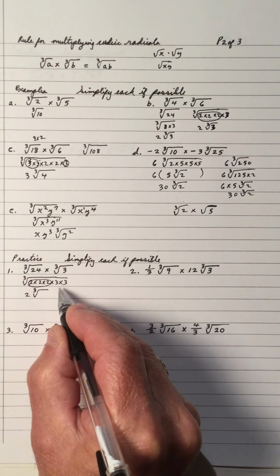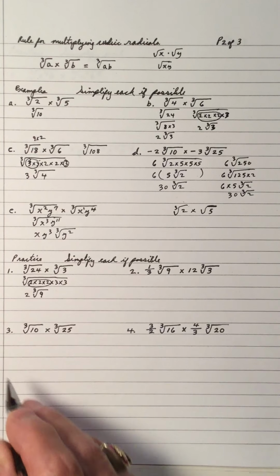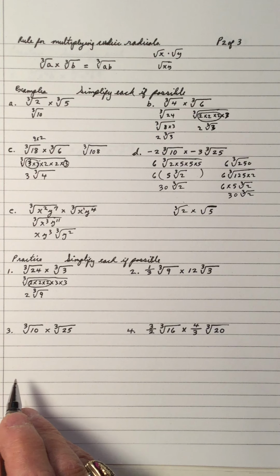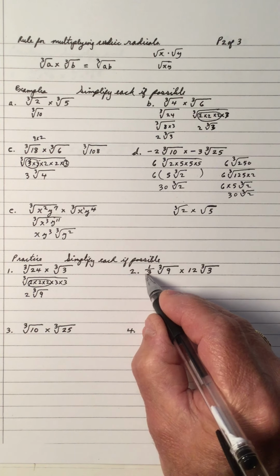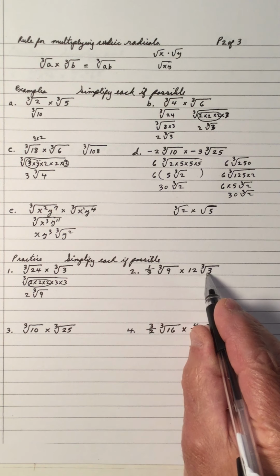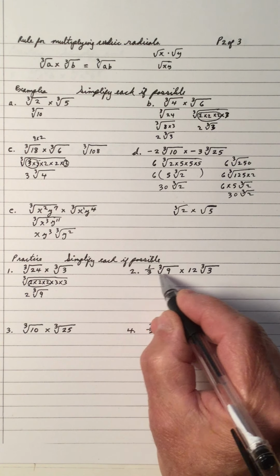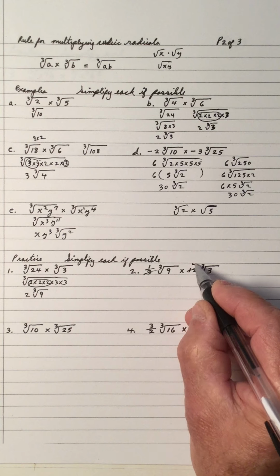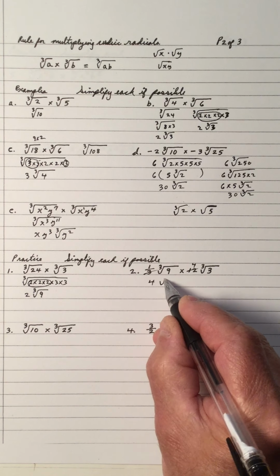3 times 3 is 9. There's only 2 of them, so we just leave it as a 9. And a 1/3 times 12, we got cube roots, perfect. So 1/3 times 3 into 12 goes 4, that's a 4.